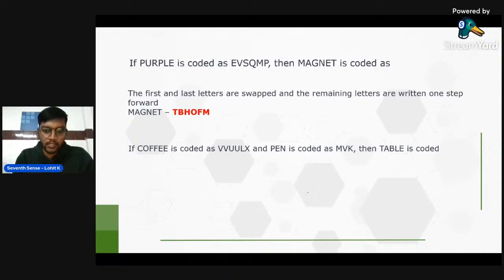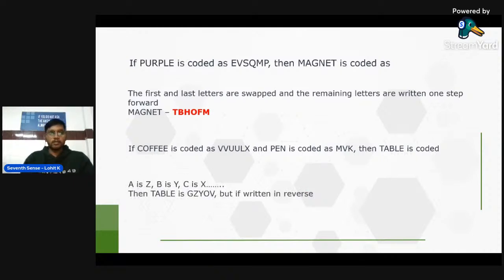So let's see the next one. If coffee is coded as WW and LX, and pen is coded as MVK, what will table be coded as? So what are they doing here? Does anyone know what they are doing here? Most of the people haven't answered the second one because they have used a reverse order here.